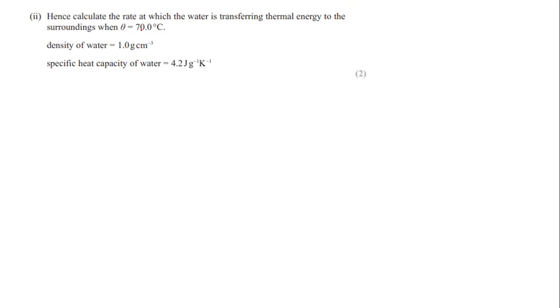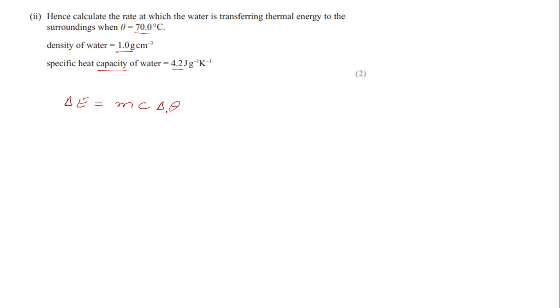Hence, calculate the rate at which the water is transferring thermal energy to the surroundings when theta is equal to 70. Density is given as 1, specific heat capacity 4.2 joule per gram per Kelvin. So it's all about specific heat. If you recall the formula for specific heat, delta E, which is energy transfer or heat transfer, is equal to m c delta theta.